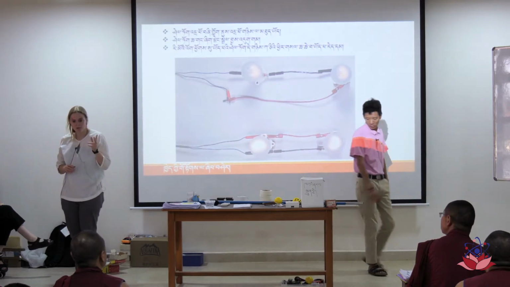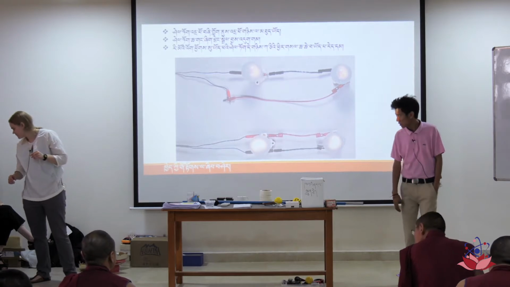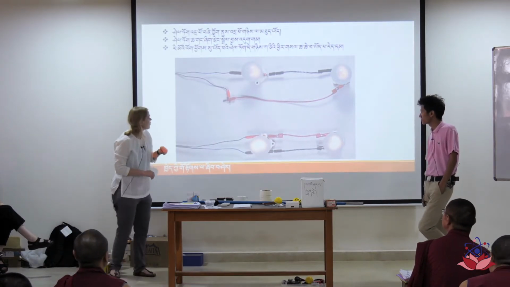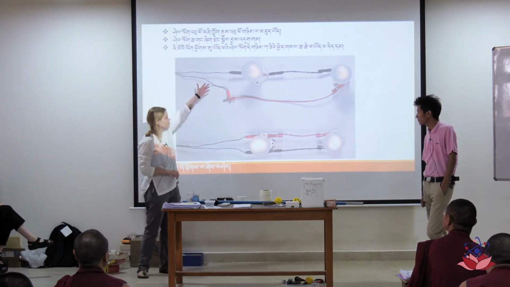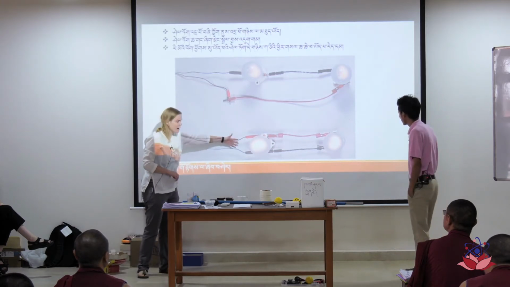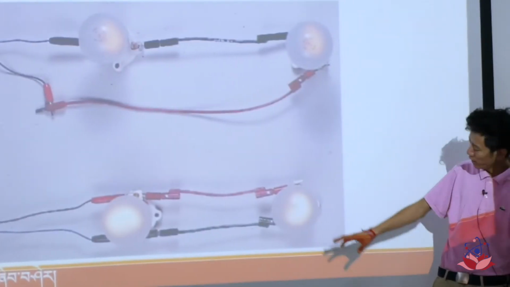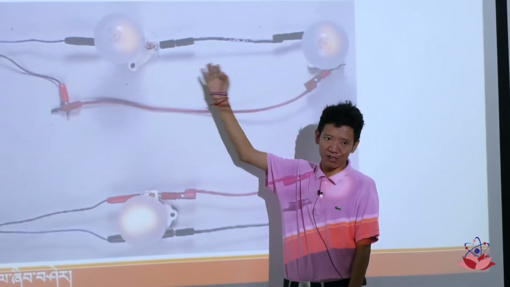Okay, so a couple more. Oh yes. So the second question is, why are these two bulbs dimmer than these two, or why are these brighter than these two?